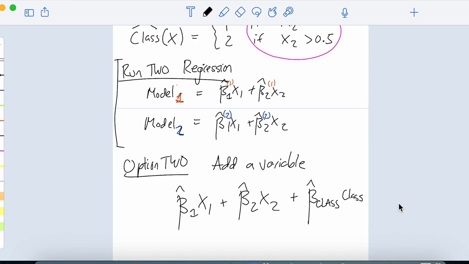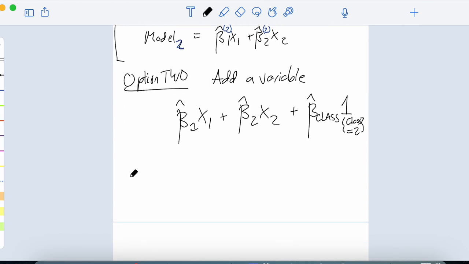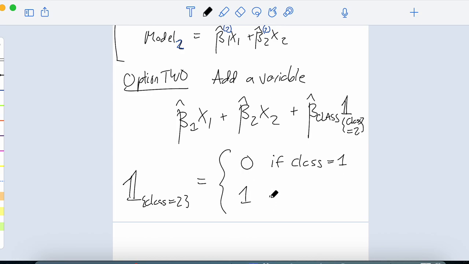Of course, the problem with this class right now is that it's either 1 or 2. That's not what we want. So sometimes what people do is they use the indicator function. They say the indicator function of class equals 2. Let me draw it really fancy: 1 of class equals 2. This is 0 if class equals 1, and 1 if class equals 2. So this is called the indicator function. Maybe I should make it even more accurate: I can say is not equal to 2.